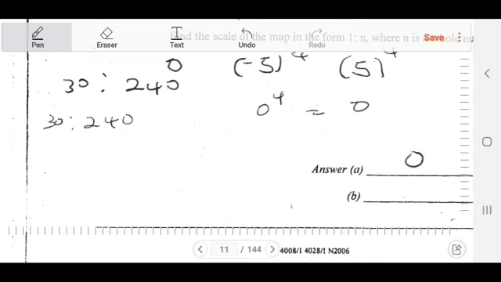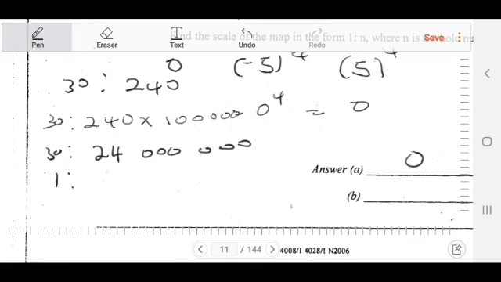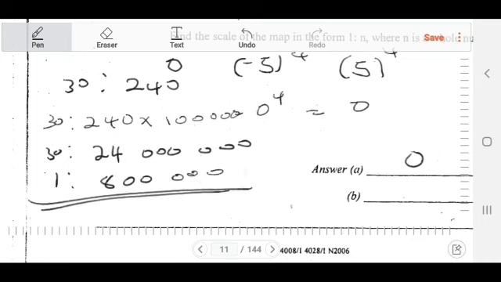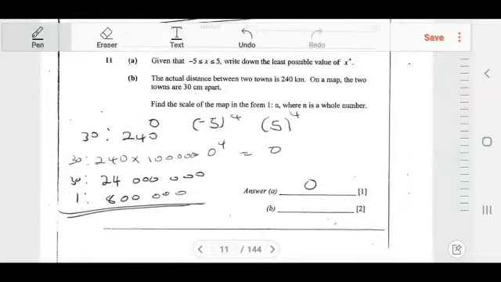Now I want to convert this one into centimeters. So 240 kilometers, we say times what? Times 100,000. Okay, so this one is going to be 24 million is to 30. Dividing everything by 30, you get 1. Then this side we get 800,000. So this is our answer there.